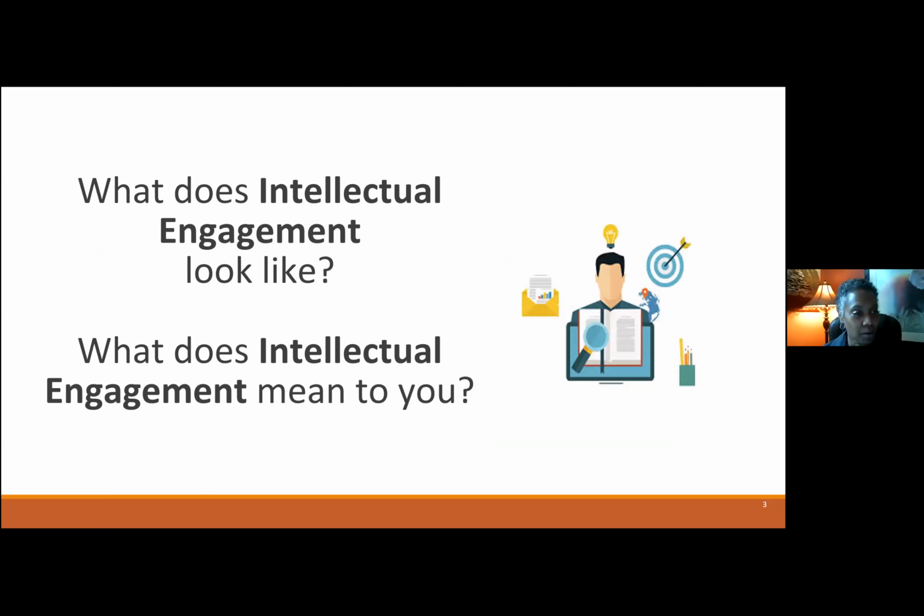So we're going to talk about active learning. We're going to talk about high impact practices and strategies for crafting and selecting engaging student activities. We will also leave you with specific examples and tips for creating an intellectually engaging activity.